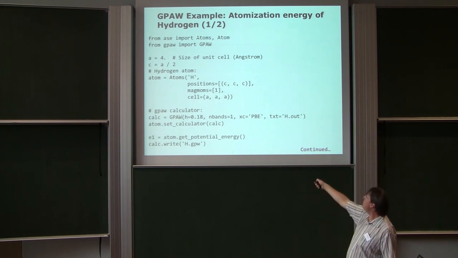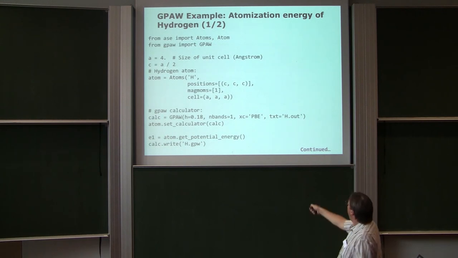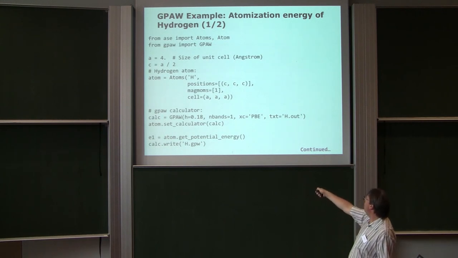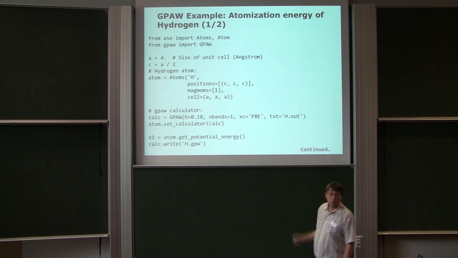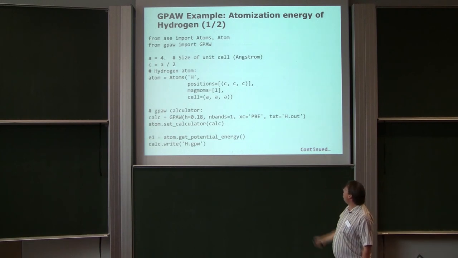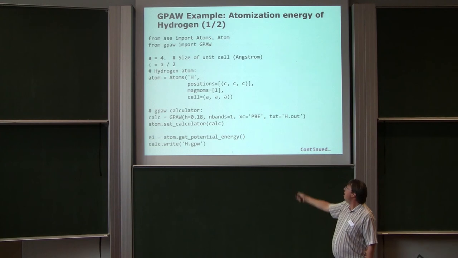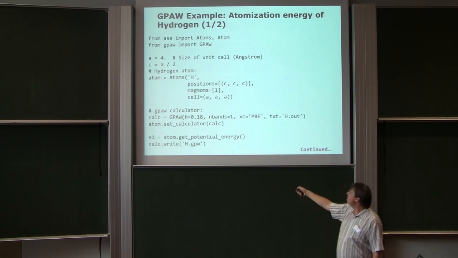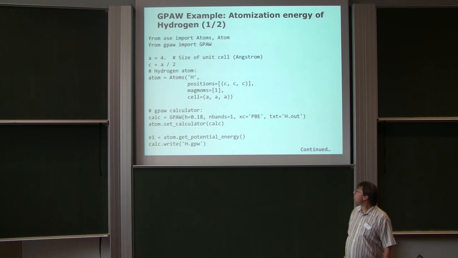So again, it imports the Atoms and the Atom object from ASE, and it imports the GPAW calculator. And then it says, well, I want this size of unit cell, and I want the hydrogen atom placed in the middle. So I create an atoms object that only contains one atom. It's a hydrogen atom. It's placed in the middle of the cell. It has a magnetic moment of 1, and the cell size is 4 × 4 × 4.